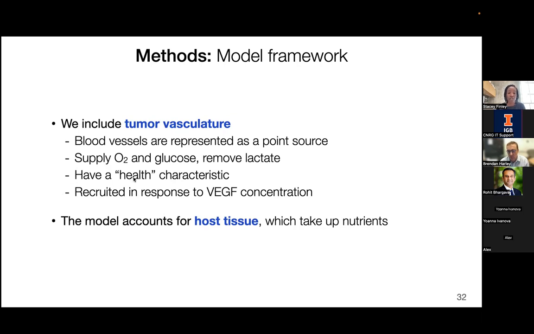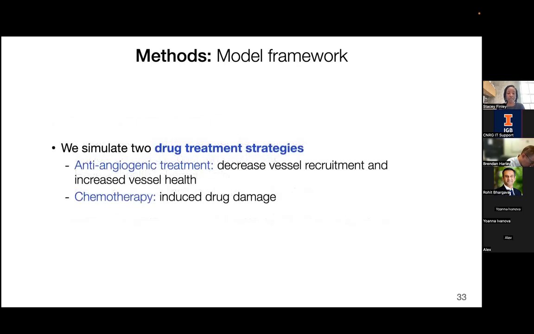Every point source, every vessel, has a particular characteristic that we call health. They start off as healthy, but then due to the presence of cancer cells and other microenvironmental factors, that health characteristic can decline over time. And then the vessels are recruited in response to the local VEGF concentration. So the model also accounts for host tissue, which takes up nutrients and provides this competition for the availability of the nutrients. And then just one more slide on the modeling framework.